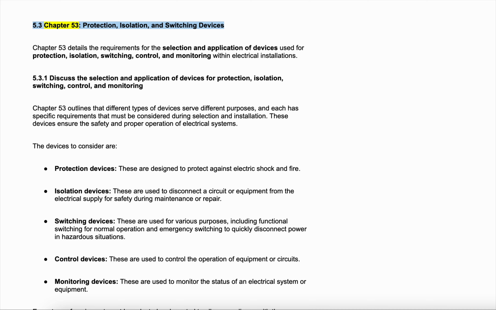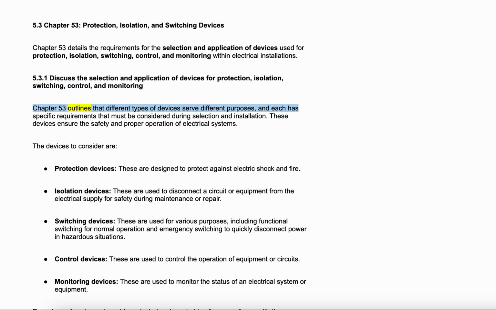5.3 Chapter 53 Protection, Isolation, and Switching Devices. Chapter 53 details the requirements for the selection and application of devices used for protection, isolation, switching, control, and monitoring within electrical installations. 5.3.1 discusses the selection and application of devices for protection, isolation, switching, control, and monitoring.